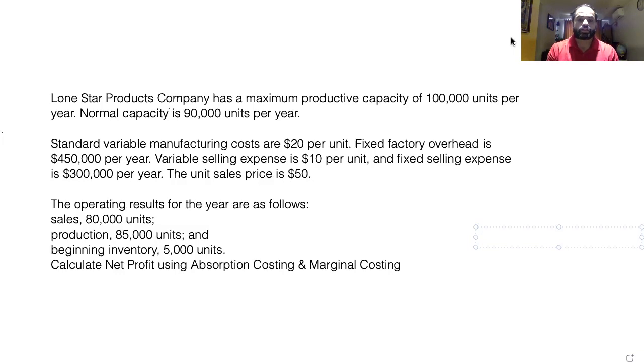All right. So here is a question. Can you see the question? Can you see that? Is that clear for you? Is it clear to read?